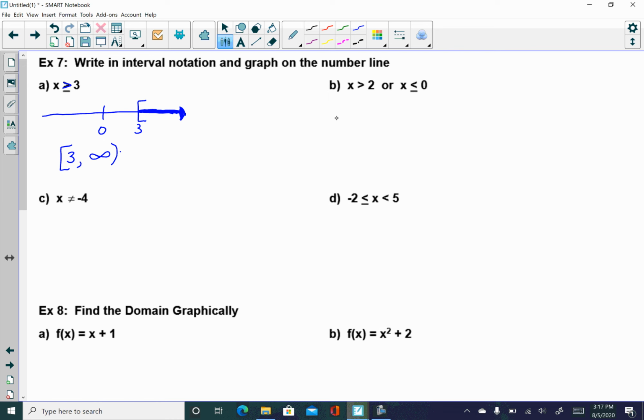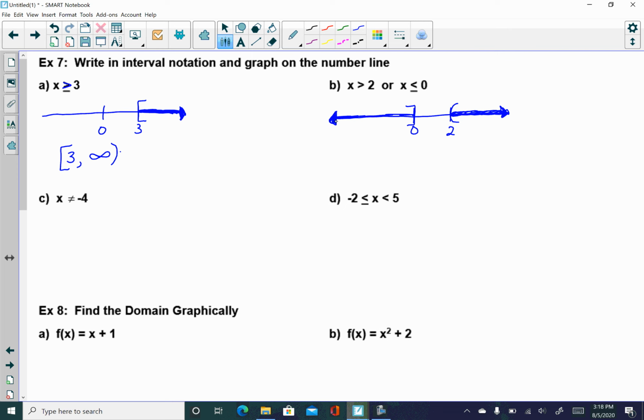All right, let's move over to part B. This one says you've got two pieces here. X is greater than 2, so I'm going to put my 0. X is greater than 2, so we know 2's over here on the right. And since it's just greater than, I have a parenthesis, and I'm shading to the right. So it's going on forever. And then at the 0, it's less than or equal to, so I get a hard bracket, and it's pointing to the left, so I shade to the left. And, also with that greater than or equal to, it's pointing to the right, so I shade to the right.